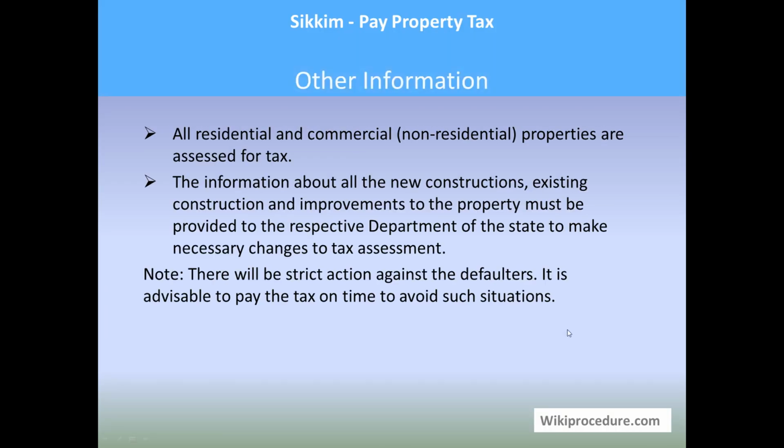Other information: all residential and commercial properties are assessed for tax. The information about all the new construction, meaning if you own a building of 1000 square feet and you are adding another 200 square feet of building to it, the addition of 200 square feet building has to be intimated to the assessment department so that it will be included in the next assessment. There will be strict action against those who are defaulters. It is advisable to pay the tax on time to avoid such situations.